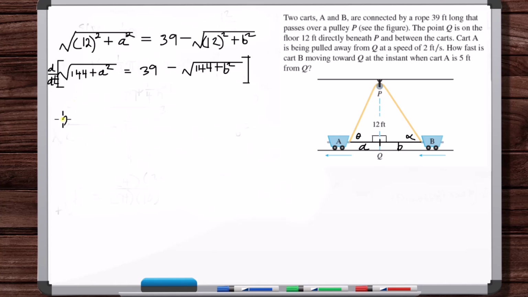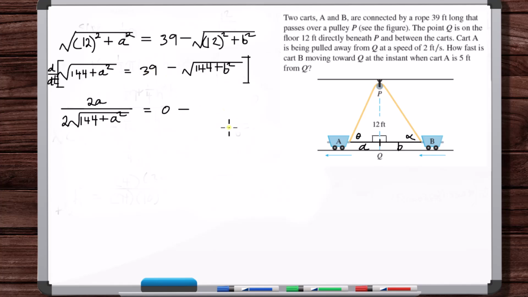What is the derivative of the square root of something? It's 1 over 2 times the square root of that something, but then times the derivative of that something. So what's the derivative of 144 plus a squared? That's 2a. So this would be 1 over 2 times 2a. So let's just put the 2a up here.